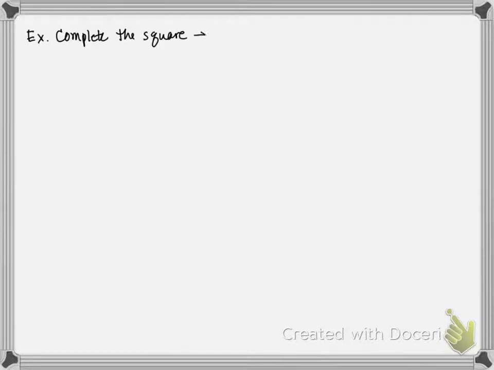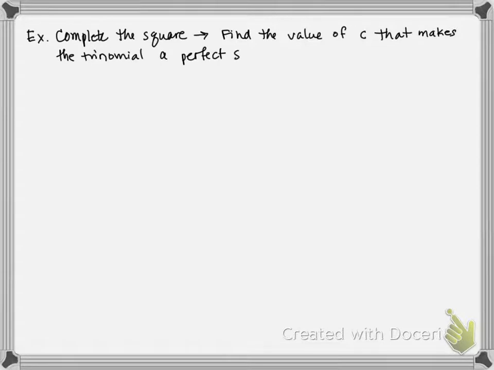Complete the square, and that means find the value of c. That's from your standard form. That makes the trinomial a perfect square trinomial. So this is its other name: trinomial square, perfect square trinomial.